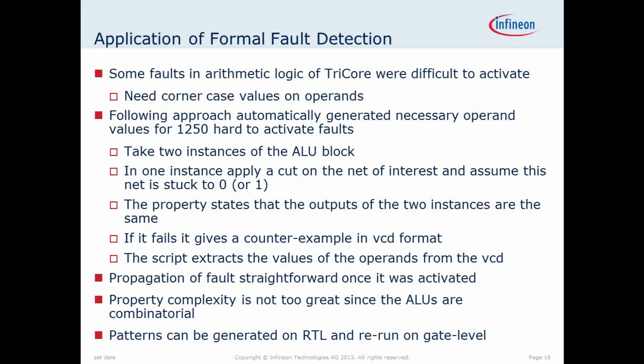So we took two instances of the ALU block. In one instance, we inserted a fault by applying a cut and assuming that the net that was cut was stuck to 0 or 1. The property then states that the outputs of the two instances are the same. It fails. It gives us a counterexample in VTD format, and we have a script which would extract the necessary operands from the VTD, and then it's very easy to generate the test case to stimulate the fault. So this is actually very successful.